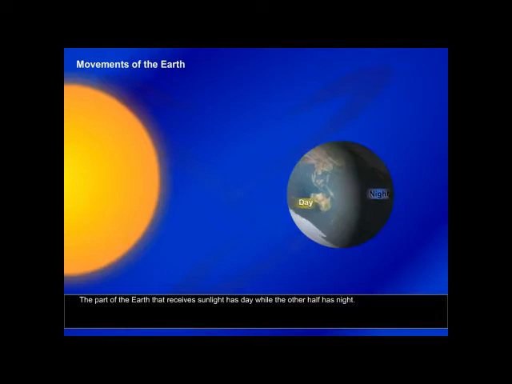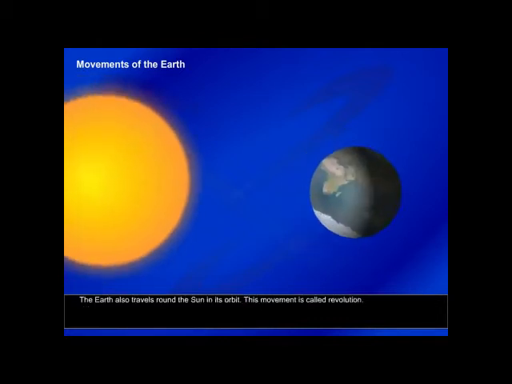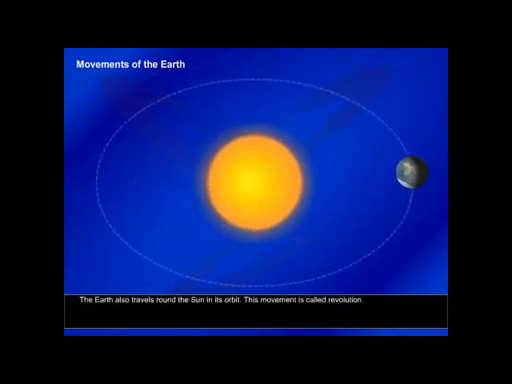Rotation. The earth spins like a top on its own axis. It spins from west to east. The spinning of the earth on its own axis is called rotation. The earth takes 24 hours to complete one rotation. This time period is called a day.